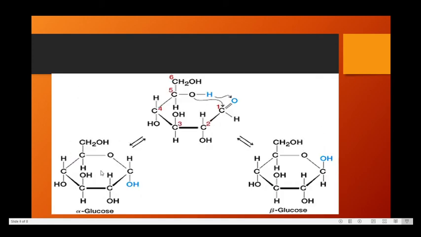Again, there are two forms of cyclic structure, that is alpha glucose and beta glucose. In the cyclic structure, this carbon number 1 is known as the anomeric carbon atom. And here, if the OH group is present below the plane, then this glucose molecule is said to be alpha glucose. And here you can see this OH group is above the plane, so this is beta glucose. And this alpha glucose and beta glucose can be interchanged with each other in a process of mutual rotation.